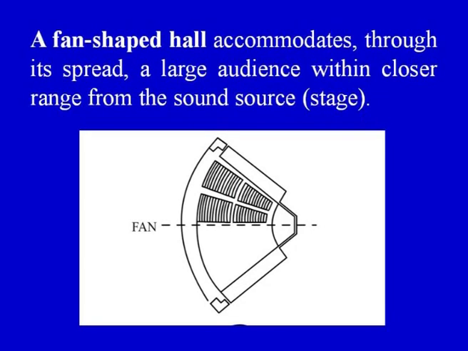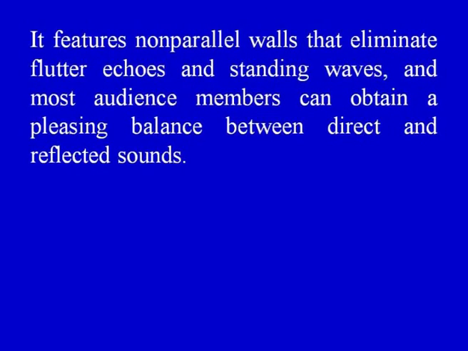A fan-shaped hall accommodates, through its spread, a large audience within closer range of the sound source on the stage. It features non-parallel walls that eliminate flutter echoes and standing waves, and most audience members can obtain a pleasing balance between direct sound and reflected sound.